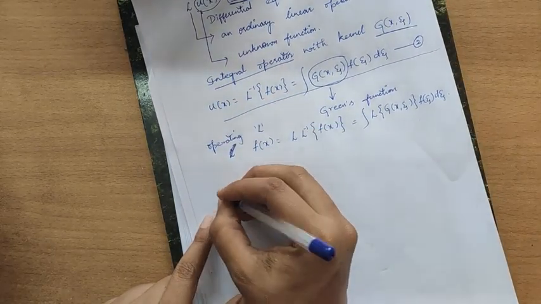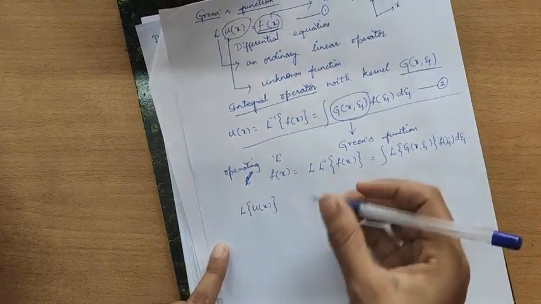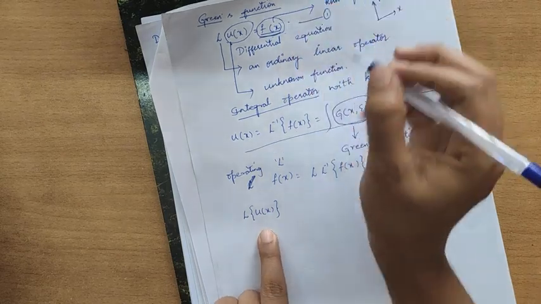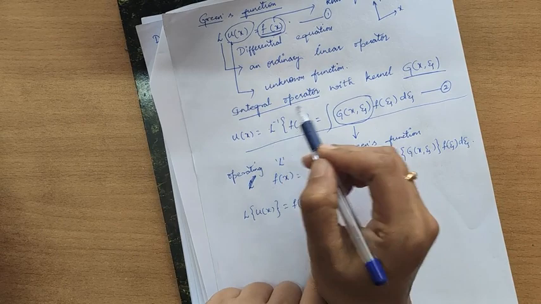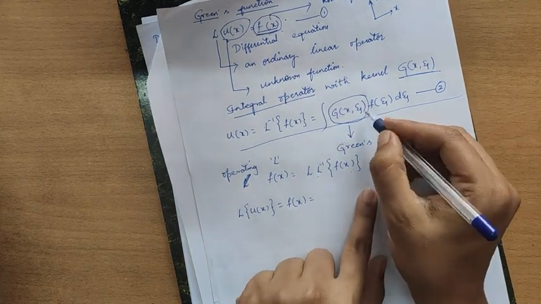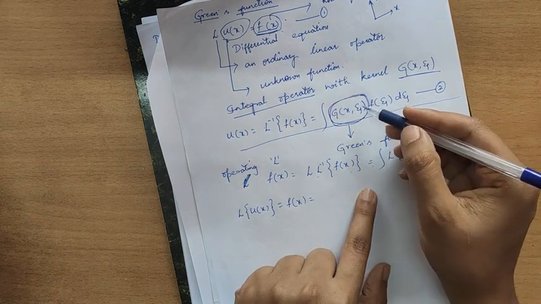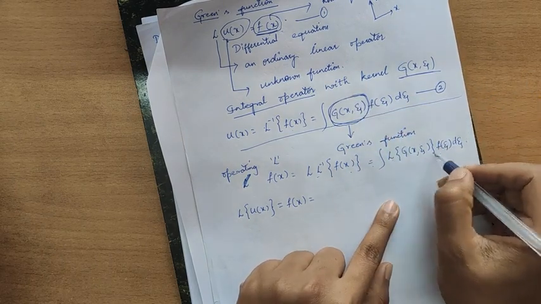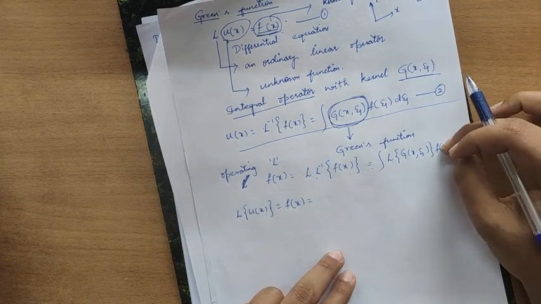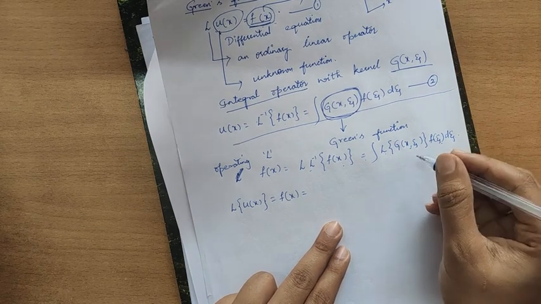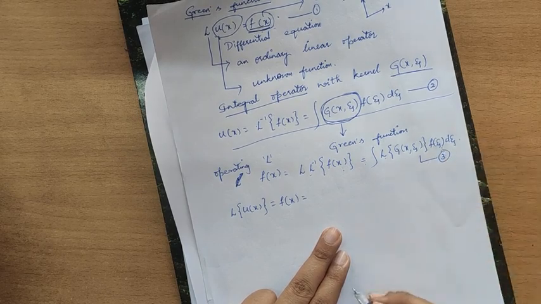So if you apply L to both sides, what you will get? L of u of x. From equation 1, I know what is L of u of x, that is f of x, which is equal to L into L inverse f of x, is equal to, we have to apply L to this function also, that is to Green's function also. So L of g of x comma z, f of z dz. Your equation 2 become like this after applying L on both sides, that is differential operator to both sides. I will call this as equation number 3.